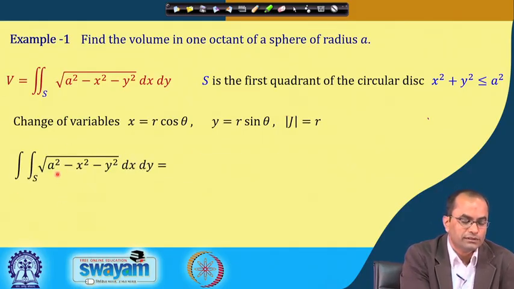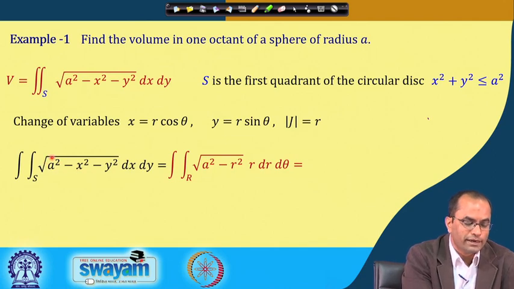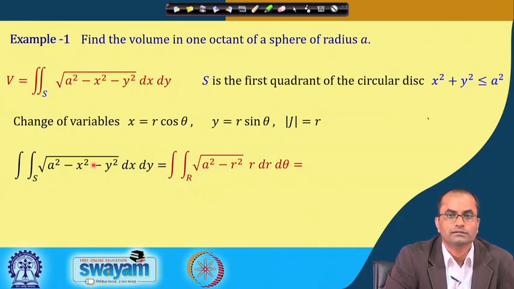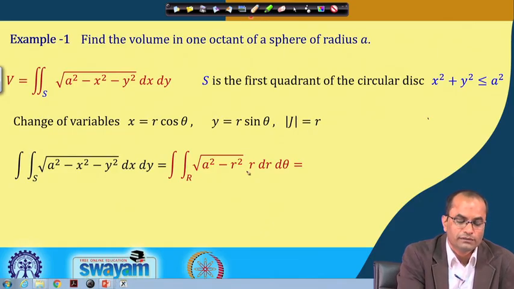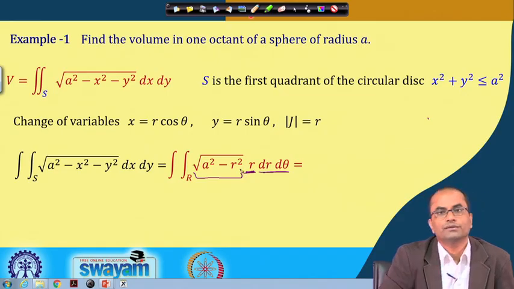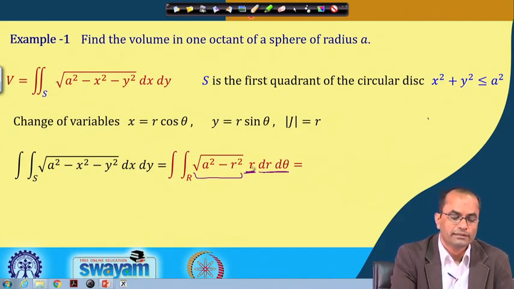And then we have the simple idea that we will change the square root here, a square minus x square plus y square term will become a square minus r square, and then we have this Jacobian term here with this r and dr d theta. So, we have the integrand now converted into r theta form, and this additional factor r has come, and then we have the dr d theta term.